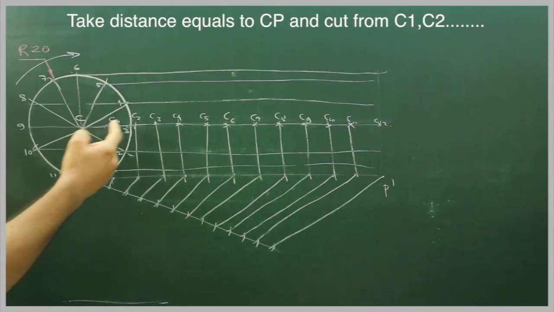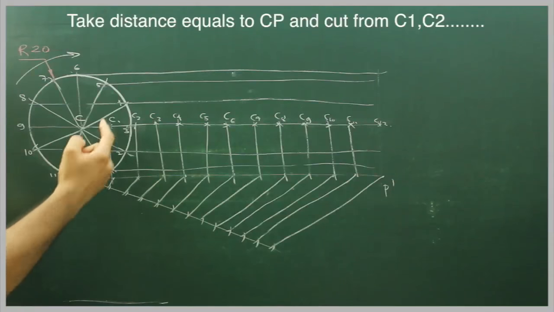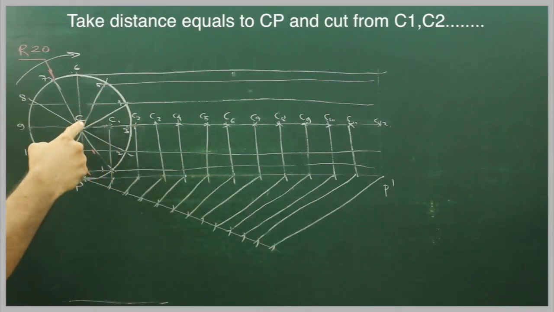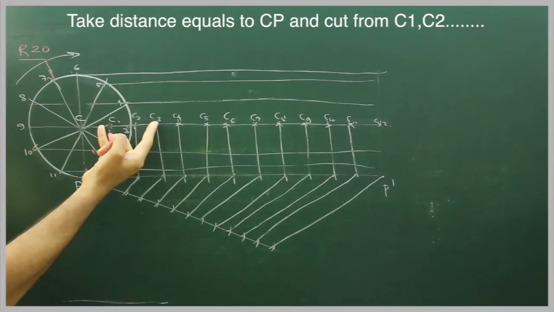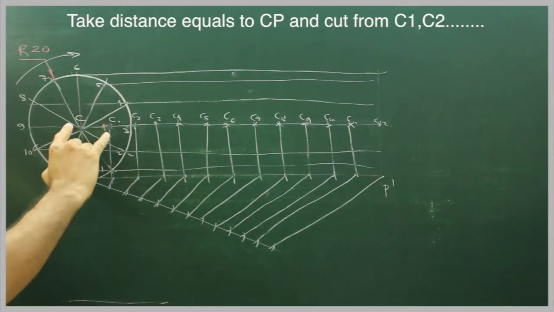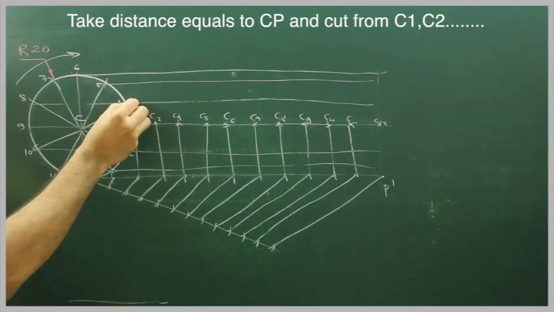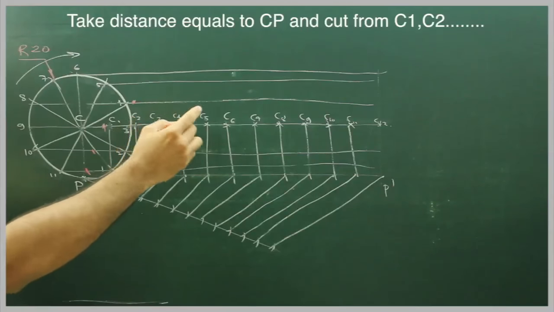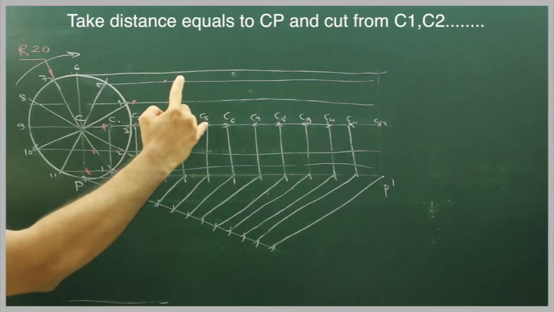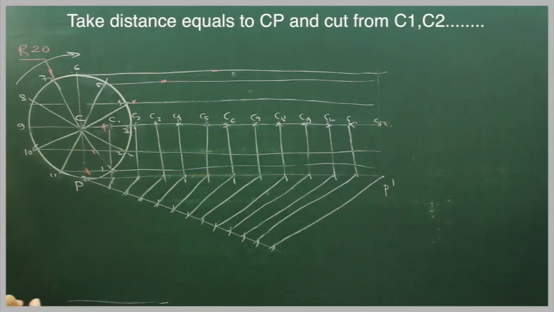Then from C2 you cut on this line. Take this radius C to P, and from C2 you cut on this side. Same way, from C3 you cut on this side. As you go on with the same radius, from C4 you cut on fourth line, that would be here. Then from C5 it will be here. From C6 it will be here.